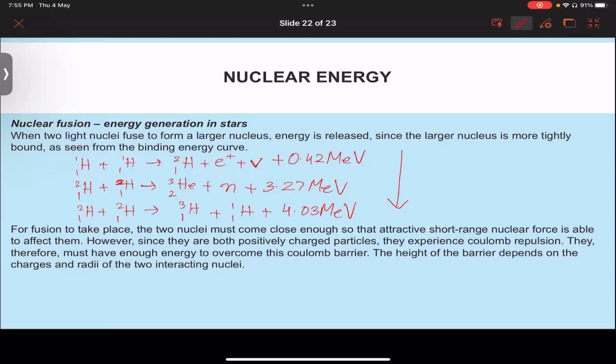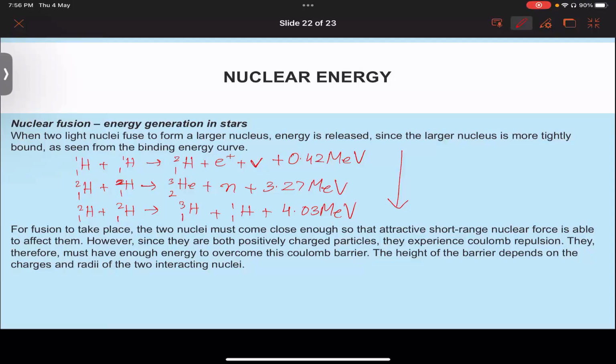In the first reaction, two protons combine to form a deuteron and a positron, releasing some amount of energy. For fusion to take place, the two nuclei have to come much closer, close enough so that the attractive short range nuclear force is able to affect them. Since two protons are both positive, they are going to be repulsed due to the Coulomb repulsion.